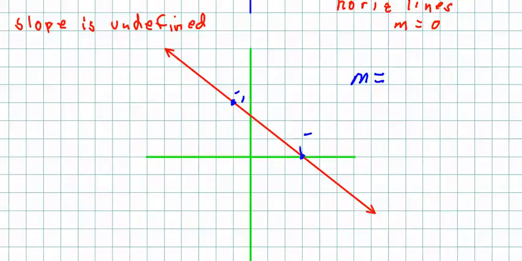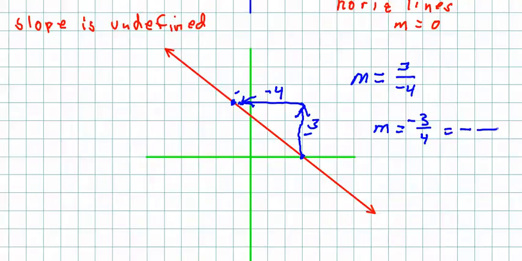And now, from this point, let's do it this way. From this point, I'm going to go up, and then I'm going to go over. Starting at this point, I go up 3, and then from here over, I go left, -4. Remember, slope is rise over run, left is negative, so our slope is 3 over -4. We never leave the negative in the denominator, so our slope is -3/4, or you could put the negative sign in front. Don't do that unless you have very neat handwriting, though.